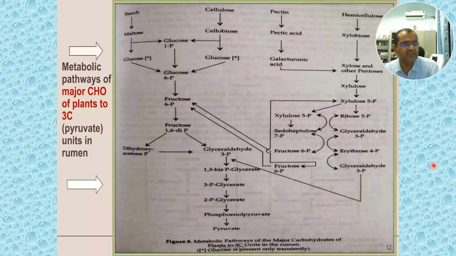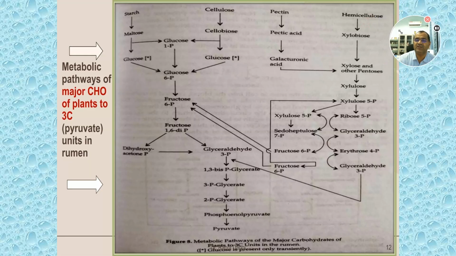Here is another metabolic pathway of the major carbohydrates of plant origin to 3C units, also called pyruvate, in the rumen. So this is the flow chart. It is already explained, but once again I will explain how it undergoes.